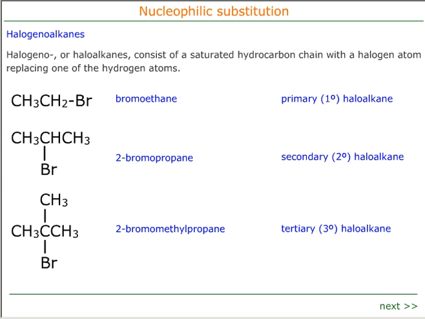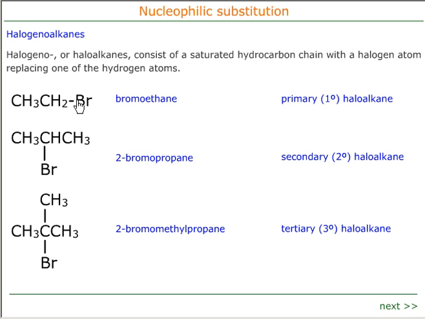Nucleophilic substitution of haloalkanes, also called halogenoalkanes. First thing we need to know is there are three types of haloalkane: primary, secondary and tertiary. And this is dependent upon where the halogen atom is attached to the hydrocarbon chain.